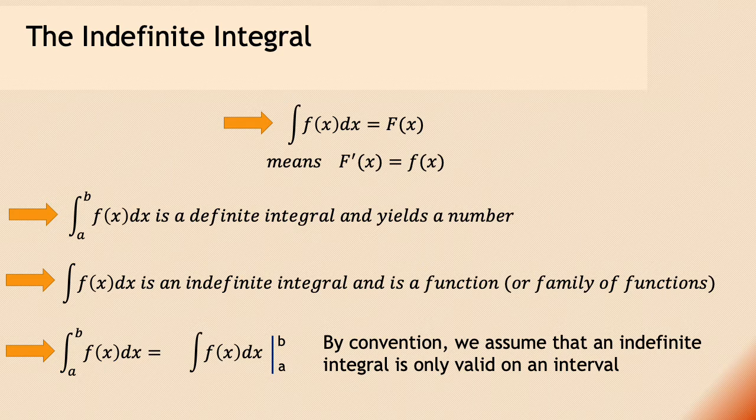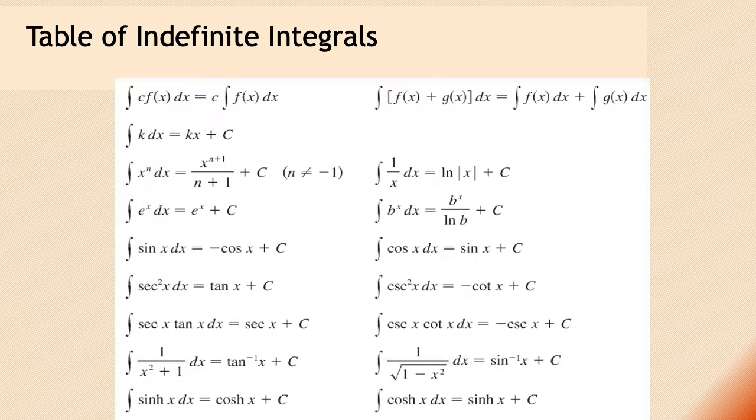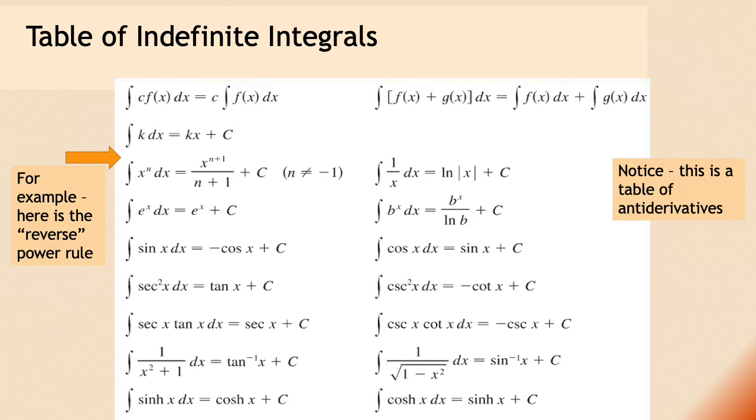And a little bit more notation: when we have a definite integral, we can also write it like this, as the indefinite integral evaluated between b and a. It's just a little bit of notation. Here is a table of indefinite integrals, and note that this is really a table of antiderivatives, and you know some of these things already. For example, here is the reverse power rule. So you might have to keep coming back to this to refresh your memory about how to think in reverse, going from integrals and antiderivatives to derivatives.